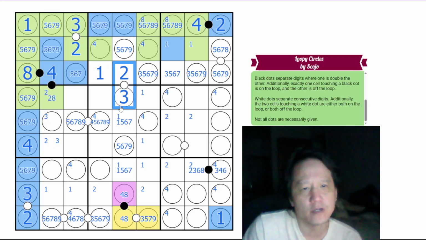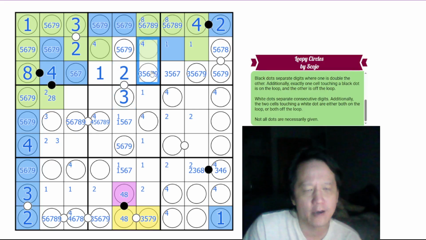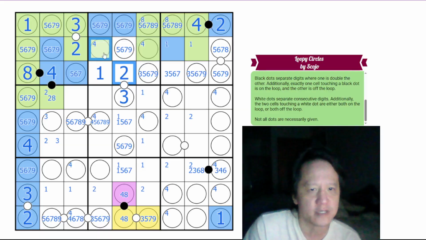Can this ever be both on the loop? I think the answer to that is no. If these are both on the loop, this has to connect to this to be a neighbor, but then this has to be the neighbor, so then it can't go that way and it would branch. So this cannot be on the loop, which means it does go this way.